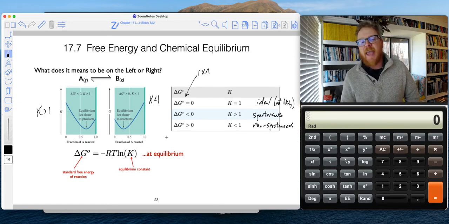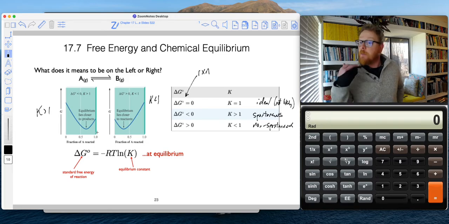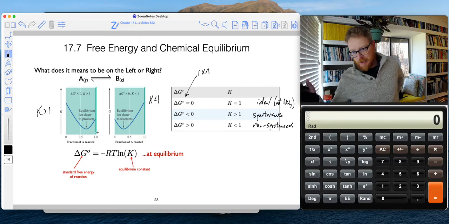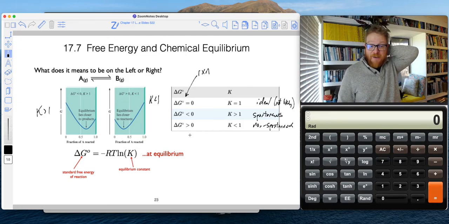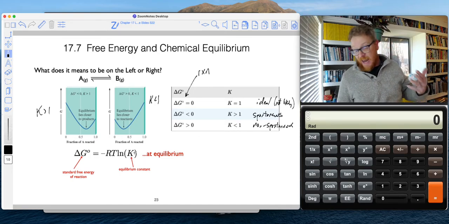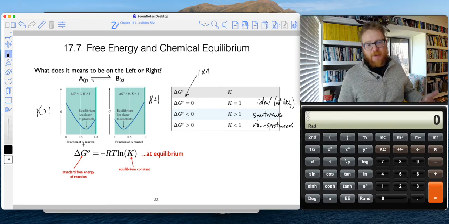On the other hand, if I have a K that's greater than 1, the natural log of a number greater than 1 is a positive number, times a negative, gives me a negative delta G. So it's spontaneous. It'll spontaneously proceed towards products. But now, if I have a K less than 1, we recognize the natural log of K less than 1 is a negative number. A negative times a negative gives me a positive. That's a positive free energy of reaction, which would be non-spontaneous. And there's another way I can rearrange this equation for calculations, and I'll show you that momentarily.